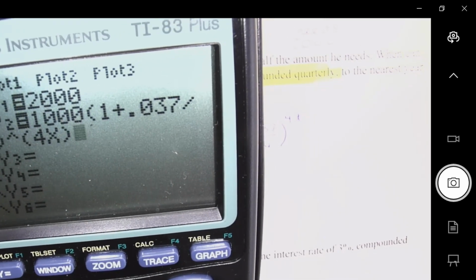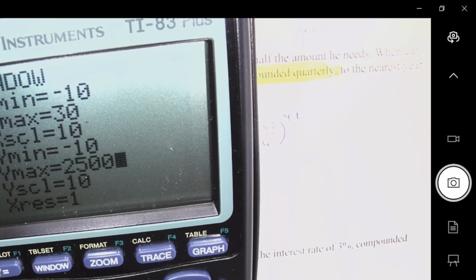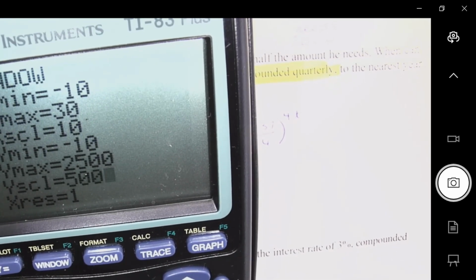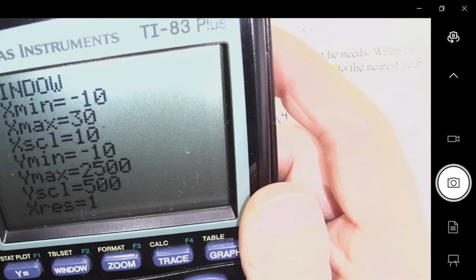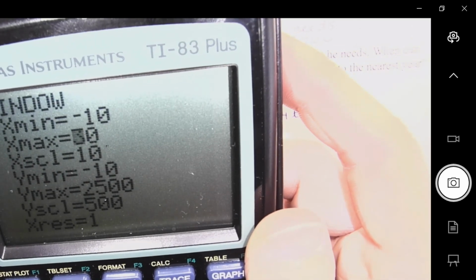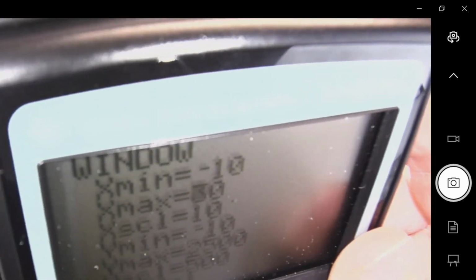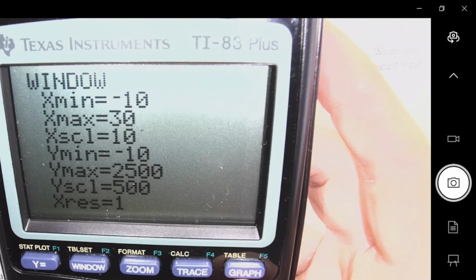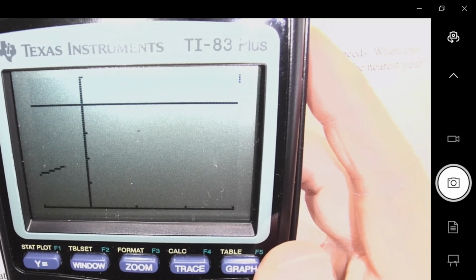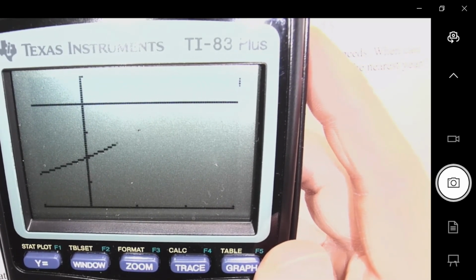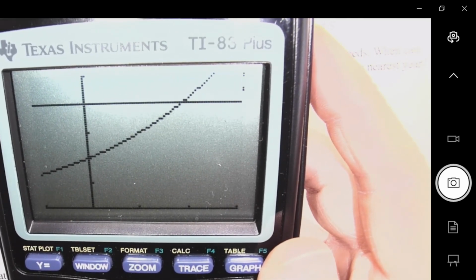Okay, so the y-axis is our money. So I better go to like 2,500, something past 2,000, right? And the x is the years. So whatever you think the years might be. I don't know. I have mine at 30 right now. So there's your 2,000 goal, and here's your investment. Your investment is climbing up, up, up, right? Because compound interest curves up, up, up.